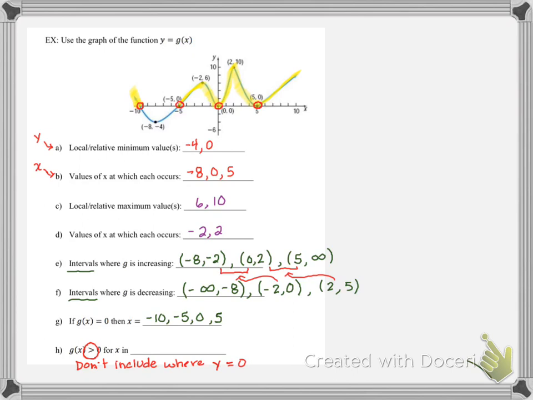It's equal to 0. So g of x is greater than 0 from -infinity to -10, not including -10, from -5 to 0, not including either one, from 0 to 5, again not including either one, and then from 5 to infinity.